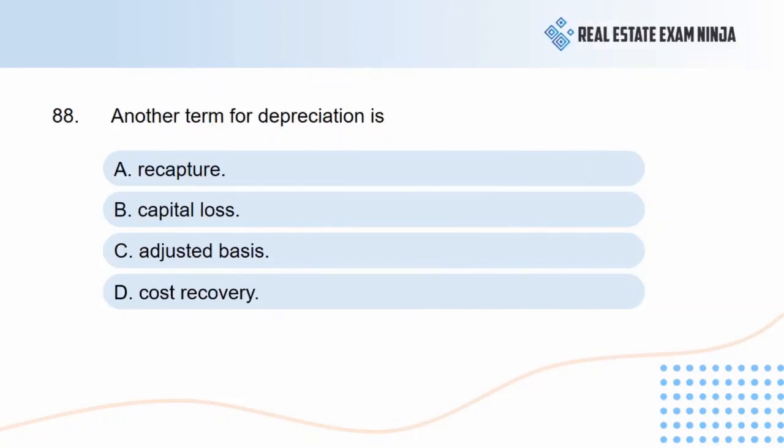Number 88. Another term for depreciation is: A, recapture. B, capital loss. C, adjusted basis. D, cost recovery.